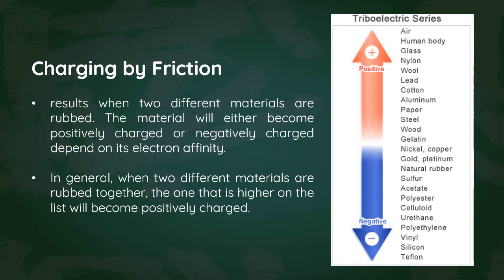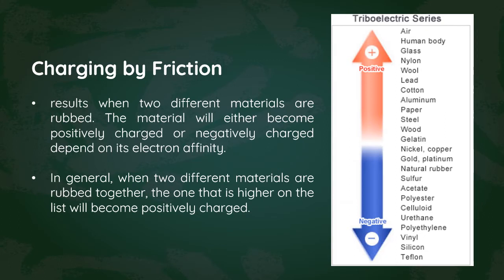Number one, we have charging by friction. Charging by friction results when two different materials are rubbed against each other. The material will either become positively charged or negatively charged depending on its electron affinity.